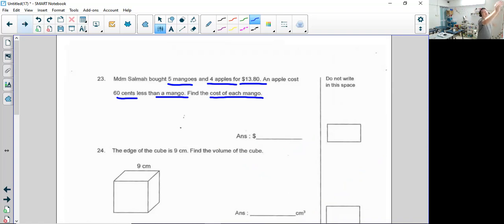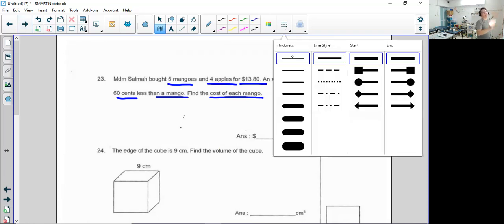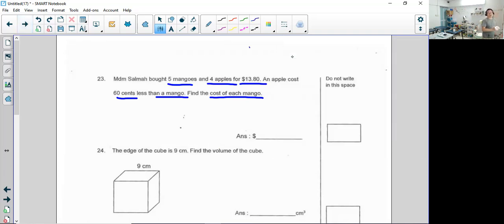So if I draw the model, it will be something like this. But before you can draw the stacking model, you must draw your comparison model first before you can stack up. And why comparison model? Because there are two kinds of fruits. So you have the apple costing less than the mango, right? So let me just draw a bit lower. Okay, apple, cost less than the mango. So something like that, okay? And the apple costs 60 cents less, all right?